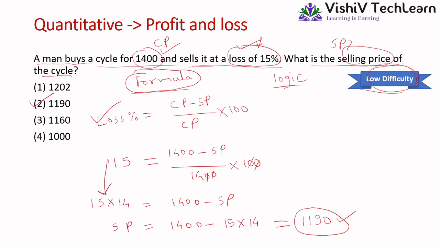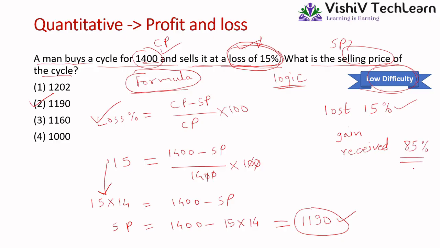Now logically, how can we solve it? Logically, you can think that a man is buying a cycle for 1400 and sells it at a loss of 15%. So this person had a loss of 15%. But how much did he gain? We can say gained, or we can say received. How much might he have received? The amount 15% is lost, so he might have received 85%.